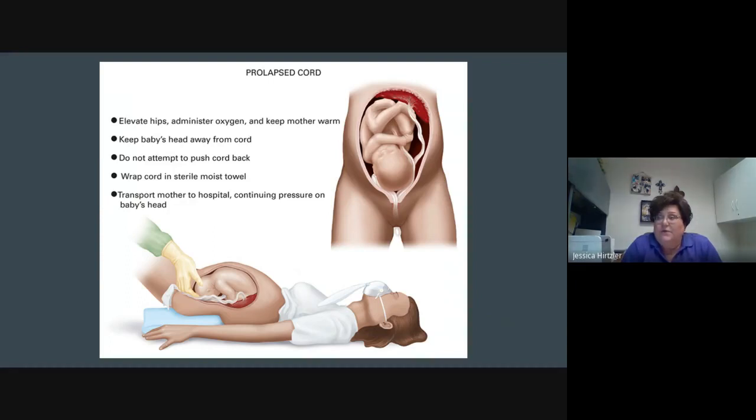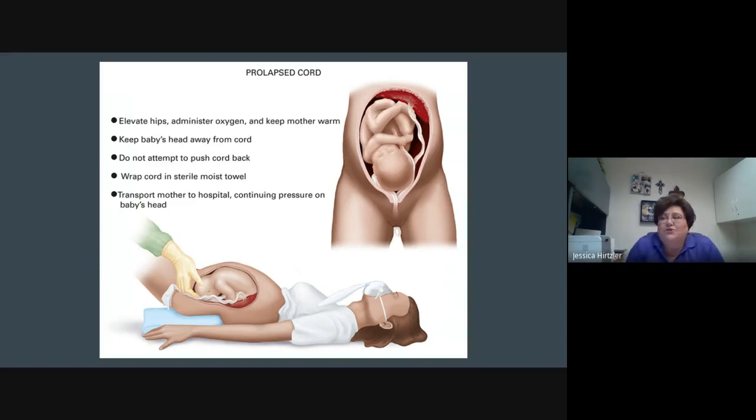The baby may not survive if that pressure is allowed to remain. Some of the predisposing factors would be prematurity, premature deliveries, multiple births, or premature rupture of the amniotic sac. In a situation like this, you want to keep the baby's head off of the umbilical cord. You would have mama elevate her hips, maybe with a pillow or a blanket or towels, put her on oxygen, keep mom warm, okay? You want to keep the baby's head away from the cord by inserting a couple of fingers into the vaginal opening, removing the baby's head from putting pressure on that umbilical cord.